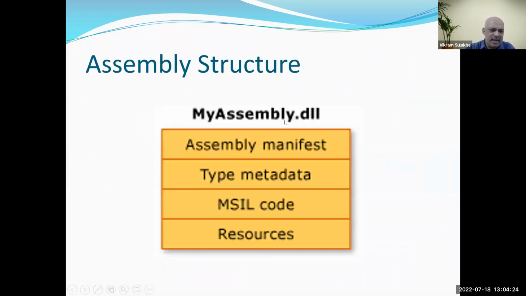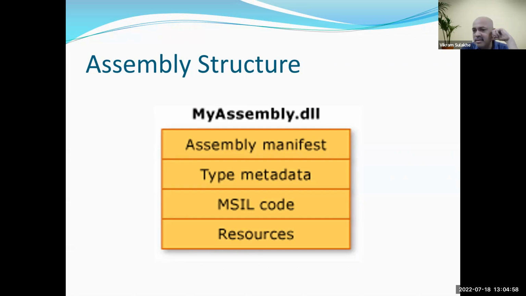Supposing you have created an assembly, let's assume myassembly.dll. So one part of it would be the code. So that is something that we have talked about. So MSIL code would be one part of it, right? But in addition to that, details about the assembly are also stored in the assembly itself. So everything that you wanted to know about the assembly is present in the assembly itself. Right? Now, what are the things that you would be having in the assembly?